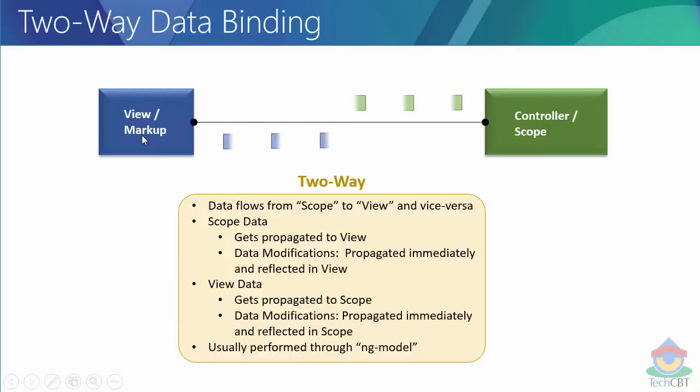Any modifications to view, like if you have a text box and the user types in some information into the text box, that will be immediately sent to a member of the scope. All that is automatically handled by AngularJS. And how can I achieve that? You can always achieve two-way binding using the ngModel directive. We are going to have that one also as part of our demo.